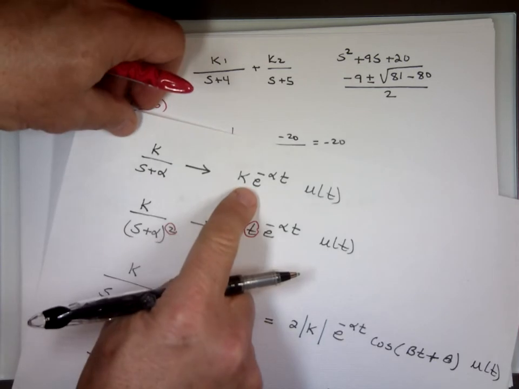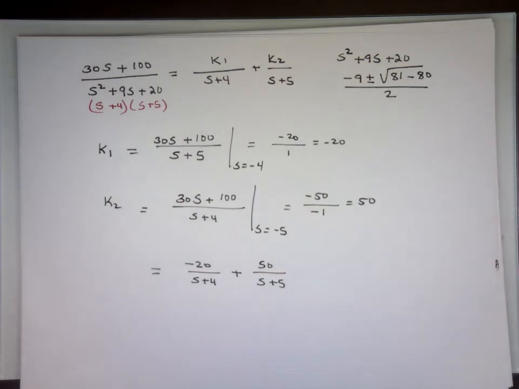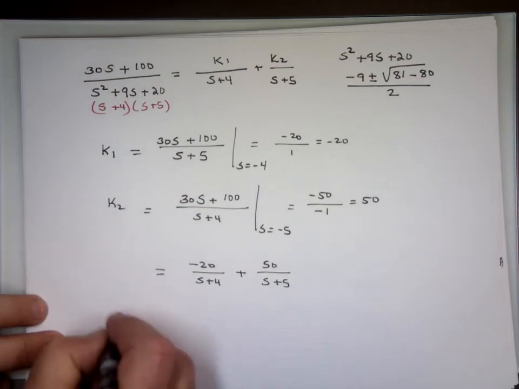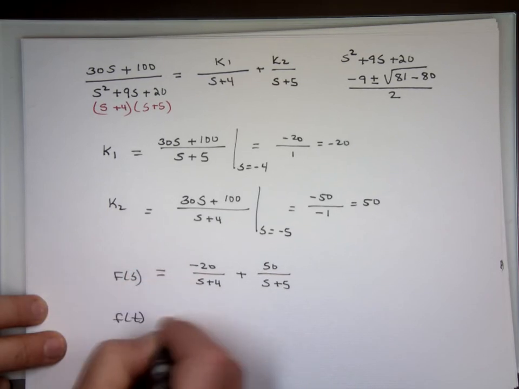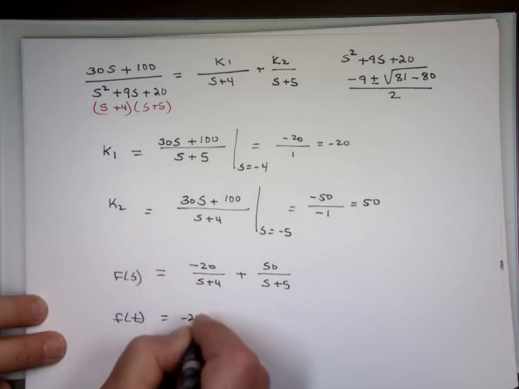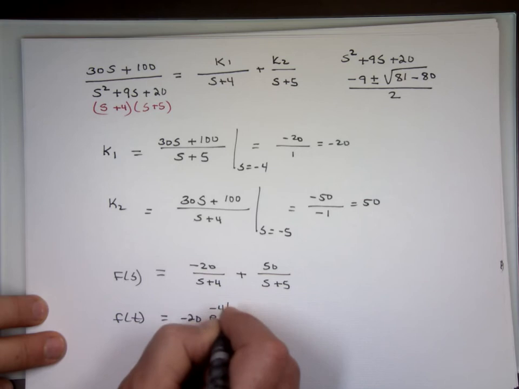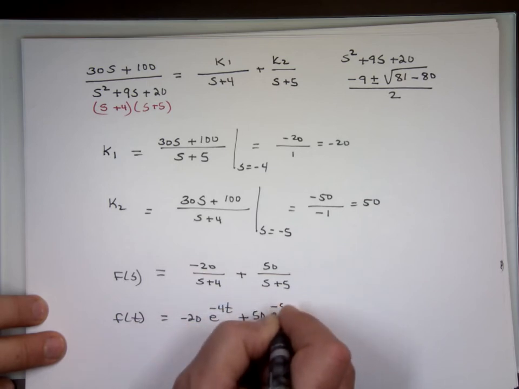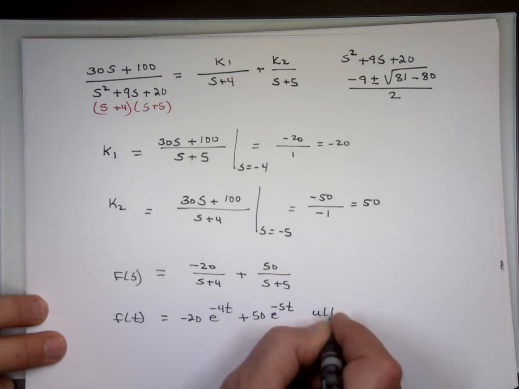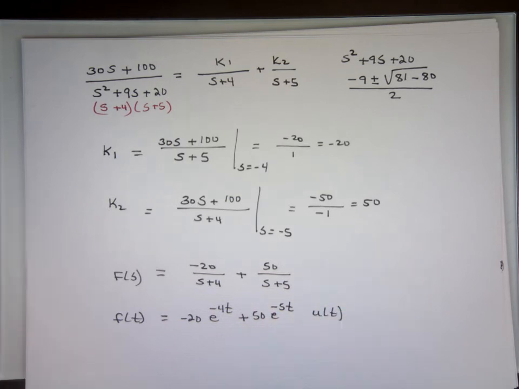So what is your answer as a function of time? This is f as a function of s. Negative 20 e to the negative 4t plus 50 e to what? Negative 5t, times u of t. That's it. Those are really straightforward. The quadratic and the repeated, they become a little bit tricky.